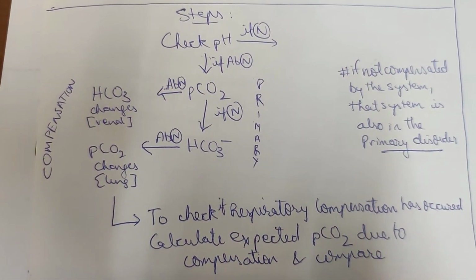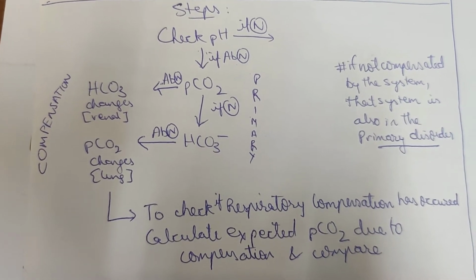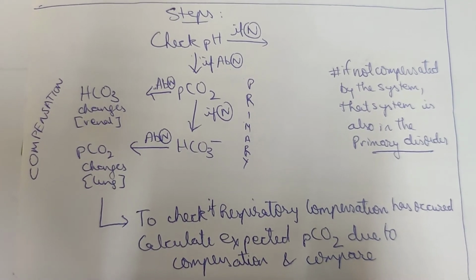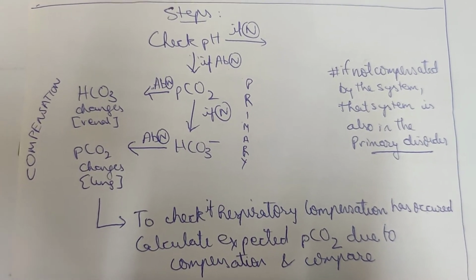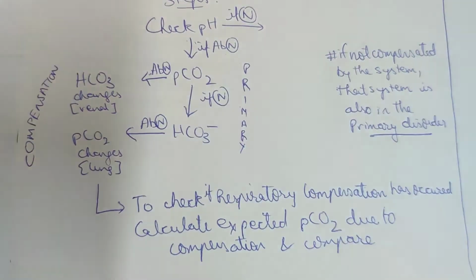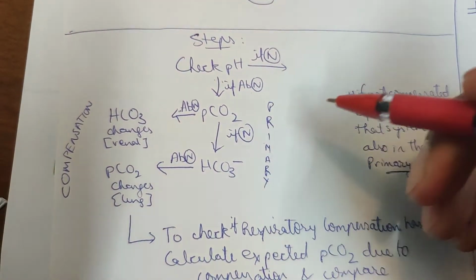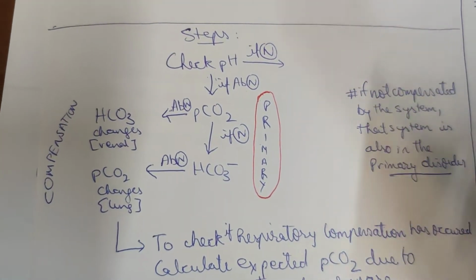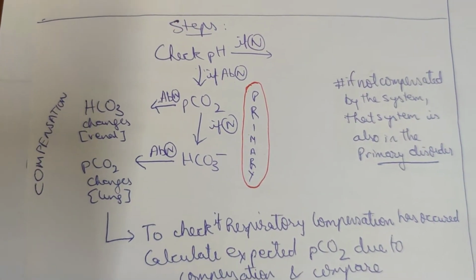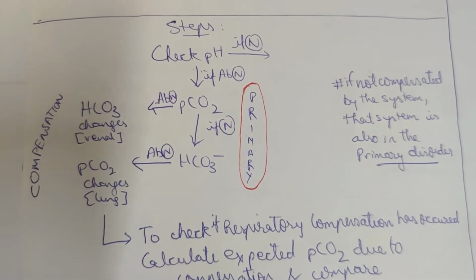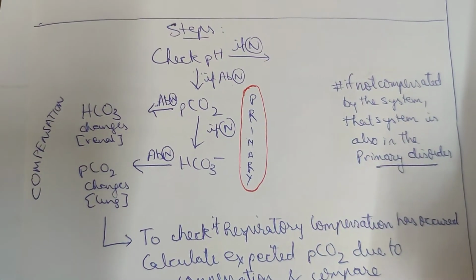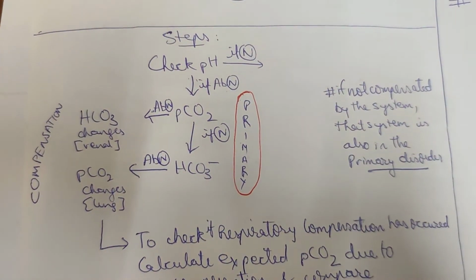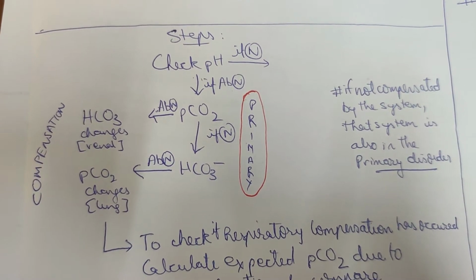So the steps: first we check the pH, and if the pH is normal, I'll let you know later what to do about it. Usually our questions do not have a normal pH. So if the pH is abnormal, we find the primary change. The primary disorder would be found by first checking the PCO2 and then checking the bicarbonate. Okay, so if the PCO2 is abnormal, the primary disorder is a respiratory disorder.